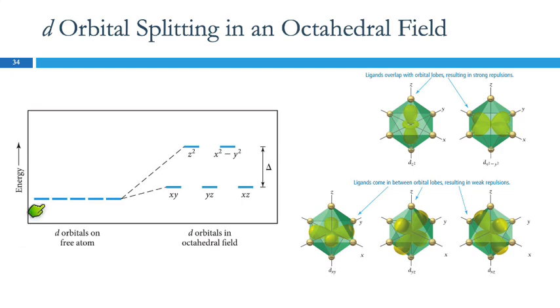So instead of having 5 d orbitals that are all the same energy on that central atom, we're going to have 2 that are higher and 3 that are lower. And both of these are a little bit higher than the free atom, but these are only a tiny bit higher and these are significantly higher. This difference between the low and the high energy ones is the delta, that's the crystal field splitting energy.